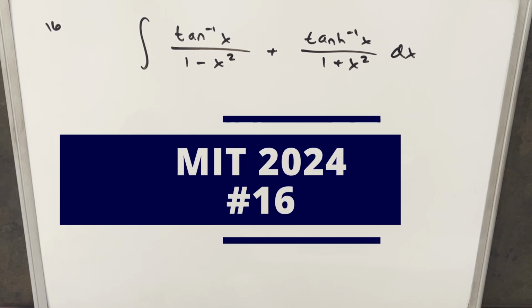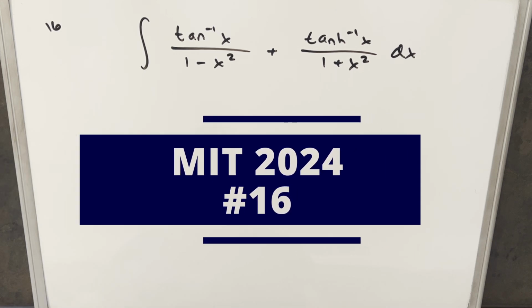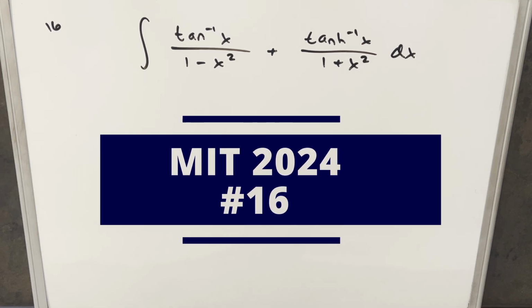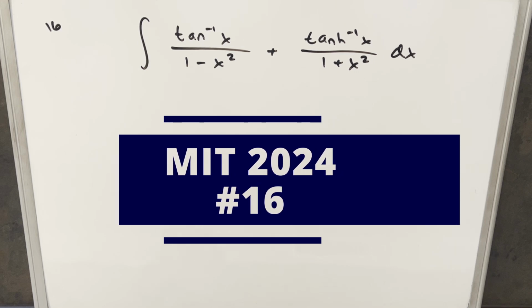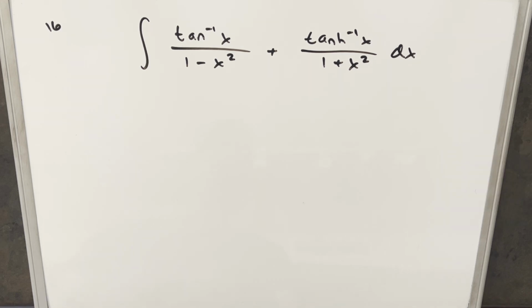Okay, we have here another integral from the MIT Integration Bee from 2024. This one's problem 16. We have the integral of arctan of x over 1 minus x squared plus inverse tangent over 1 plus x squared dx.